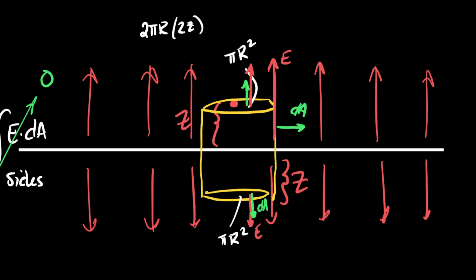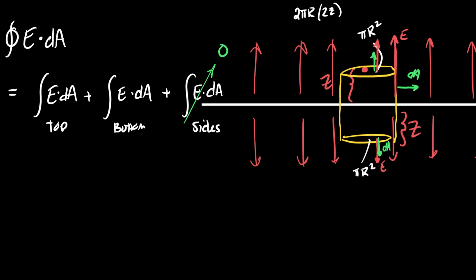That also means I can come back over here and realize that this will just be E times dA for the top, and this will be E times dA for the bottom. I can remove the dot product and not worry at all about the vector portions. We've handled the vector portions for all 3.